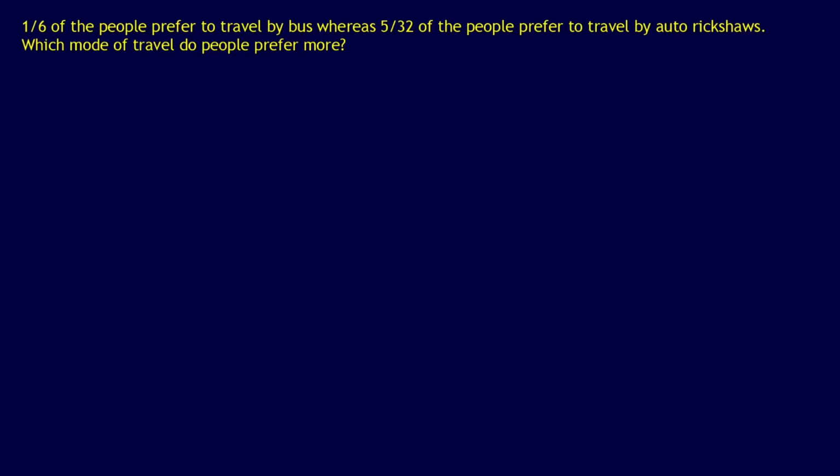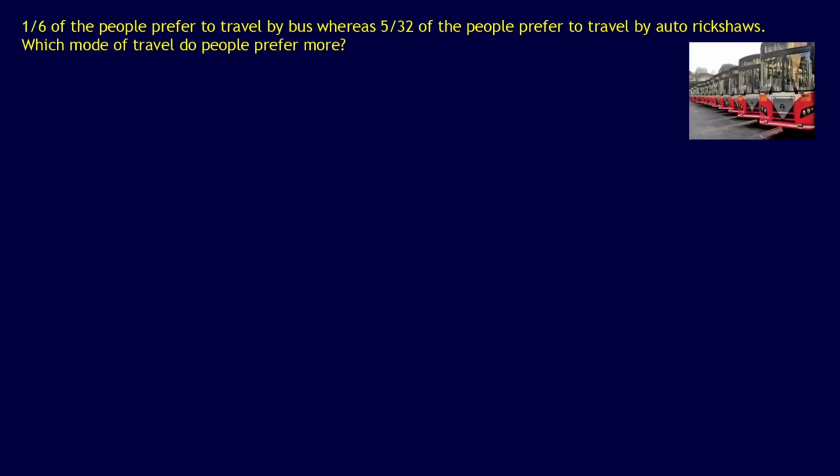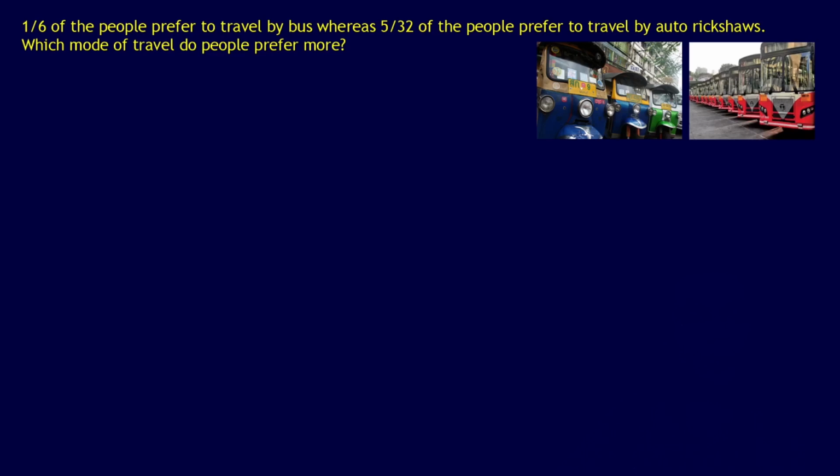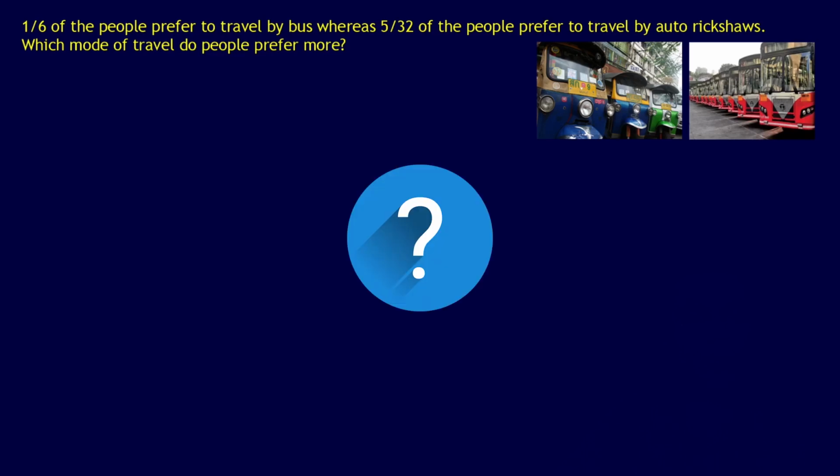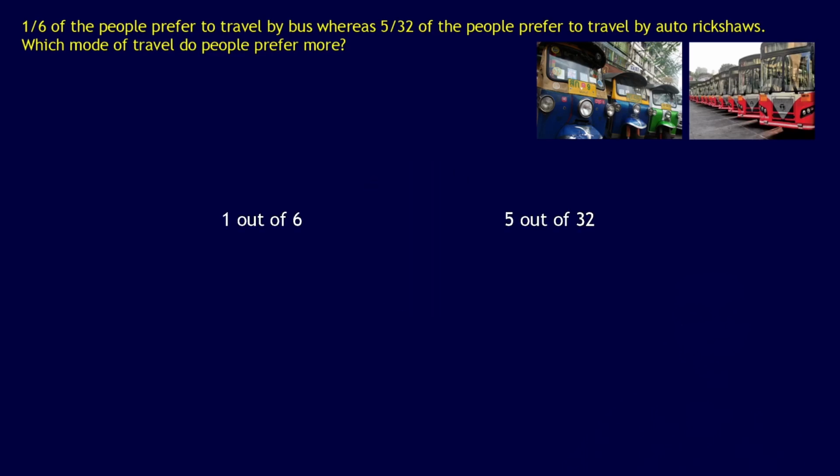So when we took a survey, we asked many people, and we found out that 1/6 of the people preferred to travel by bus, whereas 5 by 32 as a fraction, 5 out of 32 people, would prefer to travel by the auto rickshaw. So which mode of travel do we prefer more? Now I can't compare 1 out of 6 and 5 out of 32. I want to make it similar. I want to make it comparable. Therefore, I think about percentages.